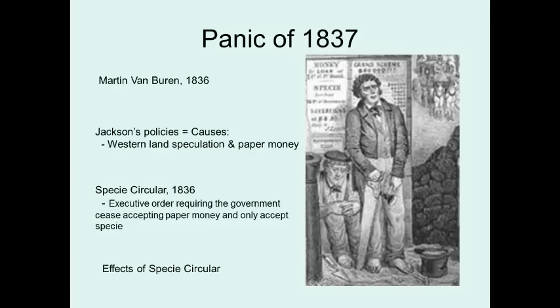The Specie Circular was an executive order requiring that the government cease accepting paper money as currency and only accept species for all items, including public land. So if you wanted to buy land from the government, if you wanted to pay your taxes, if you wanted to pay a fee, you had to pay in gold. You had to pay in specie.